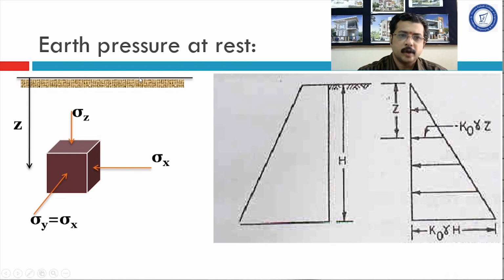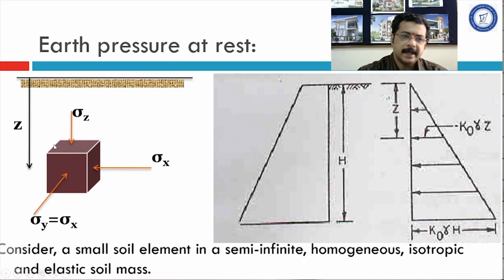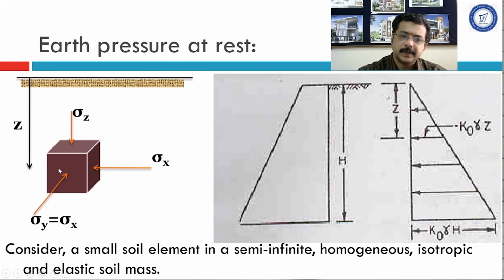Consider this as the top ground surface. Take this as a small element of the soil which is present in a semi-infinite, homogeneous, isotropic, elastic, cohesionless and dry condition. In this condition, this soil element is considered. Now this soil element will have three directions, three planes.